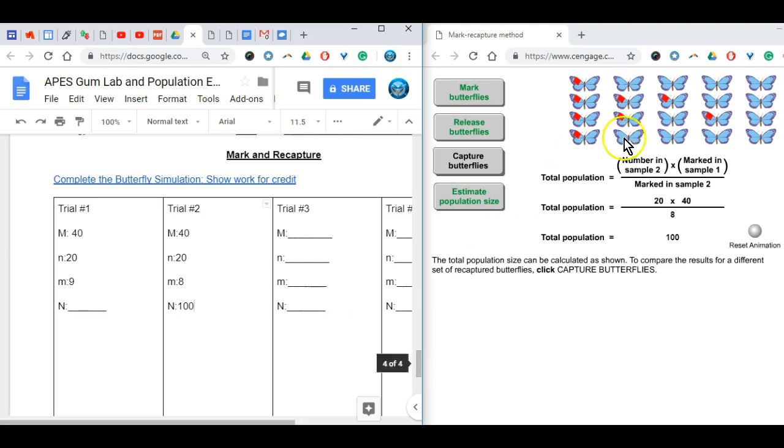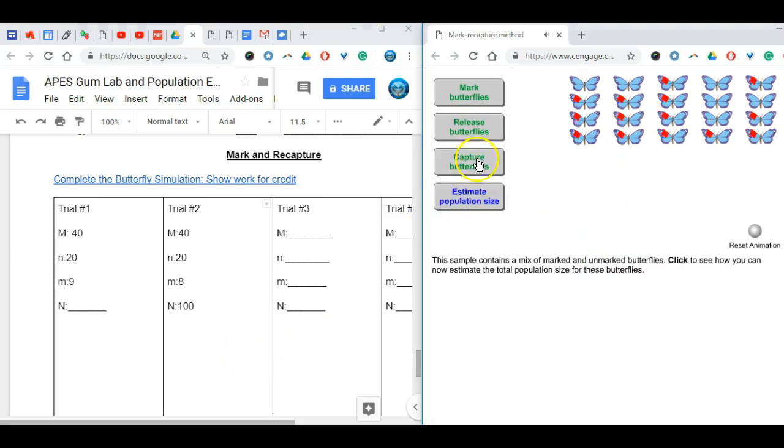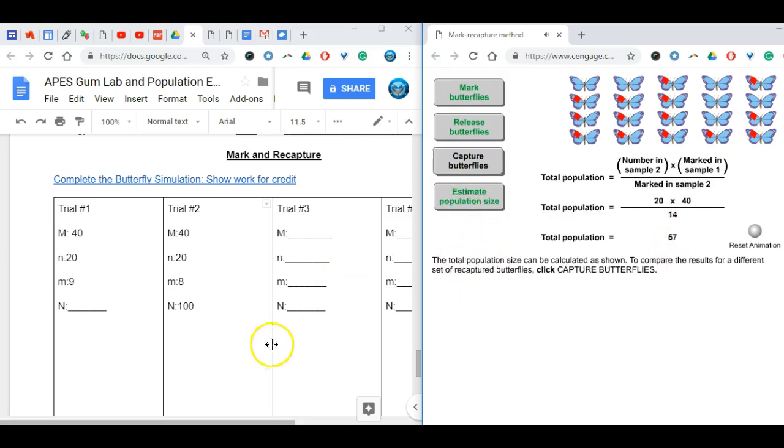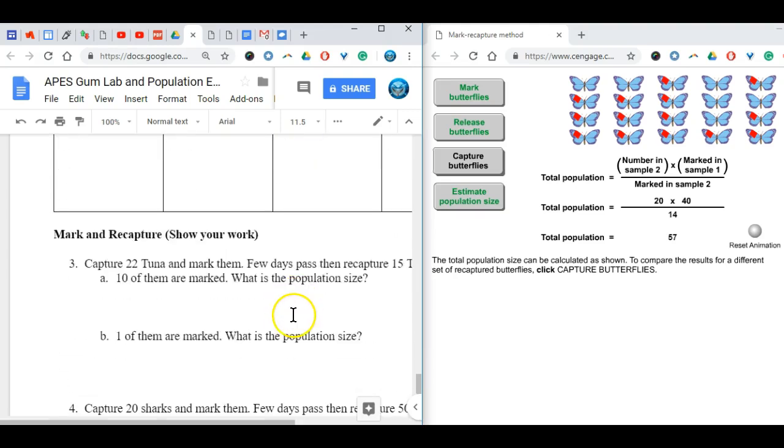Now, yes, you can just keep clicking. You could do it again and just estimate the population size, and it will give you a number, and you can just put it here. But get the practice. Like I said, get the practice in.